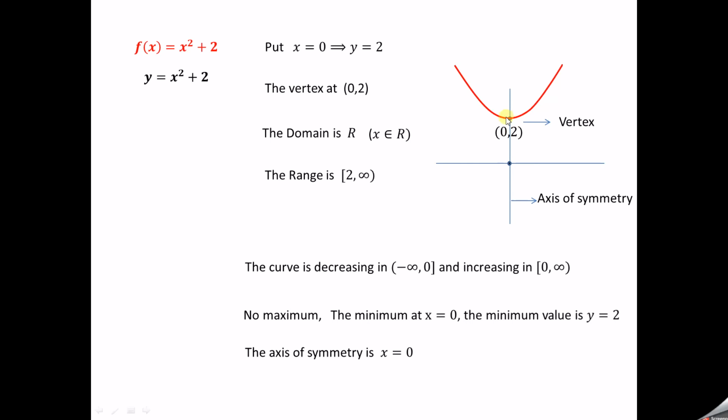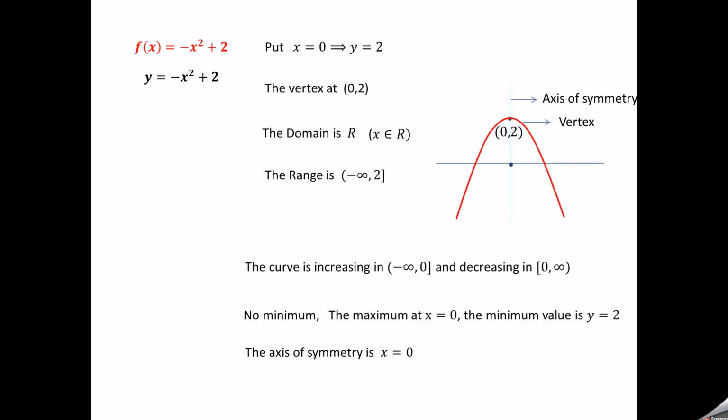Since the vertex is on the y-axis, the curve is symmetric about the y-axis. That is, it is reflected on both sides of the y-axis. So the axis of symmetry is nothing but the y-axis, and the equation of the y-axis we know is x equal to 0. So the axis of symmetry is x equal to 0.